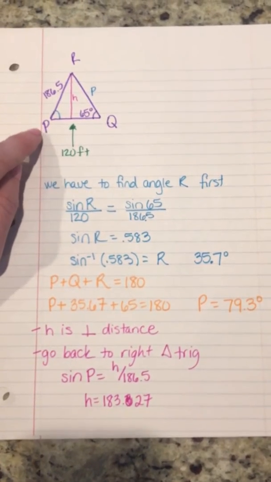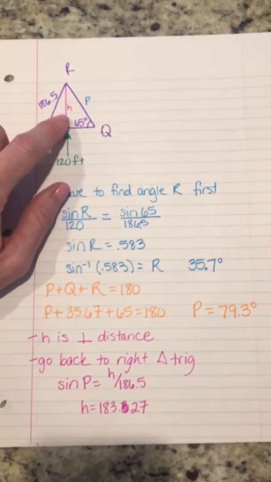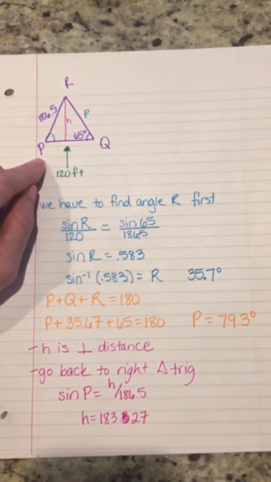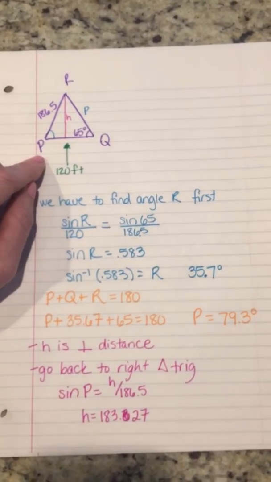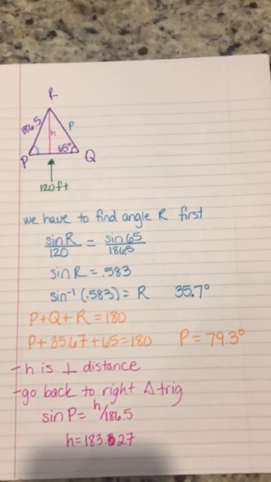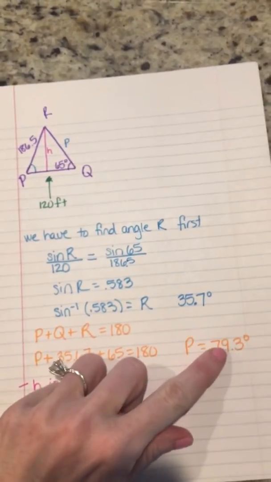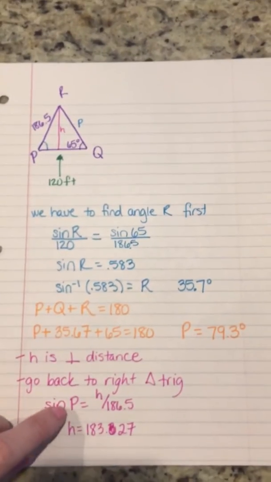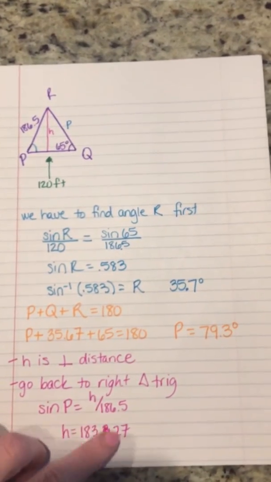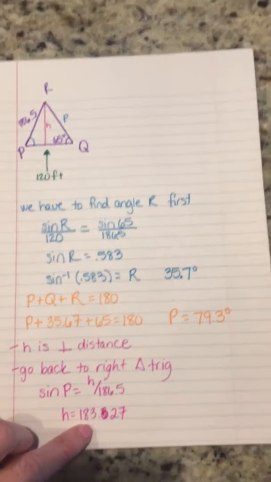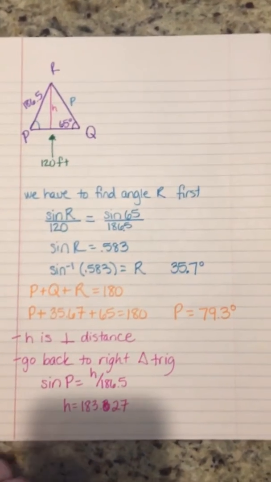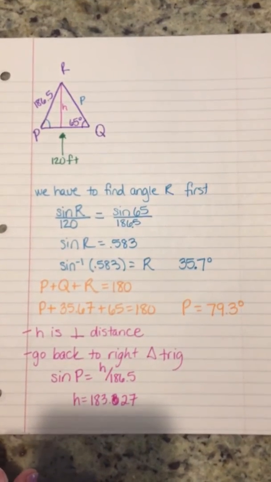What I did is I just used a normal sine of P equals opposite over hypotenuse. So my sine of P, I kept it to more decimals whenever I did it in my calculator. So sine of 79.3, I think it was 0.98 or something at that point before I rounded here. So I did the sine of P equals H over 186.5. I plugged it in my calculator, multiplied by the 186.5, and I got that the height was 183.27. It's one of those problems that you go back just to normal right triangle trig to find the height.